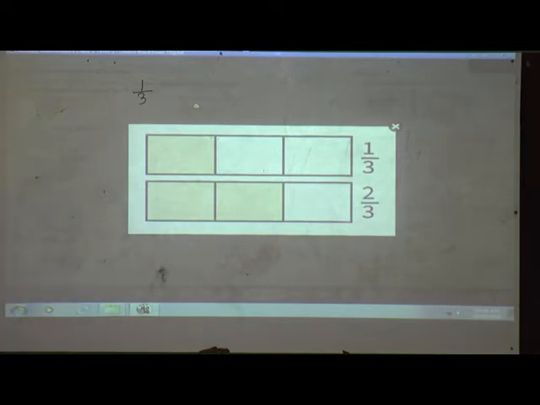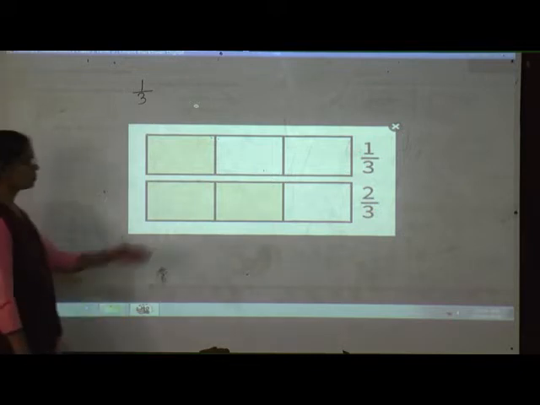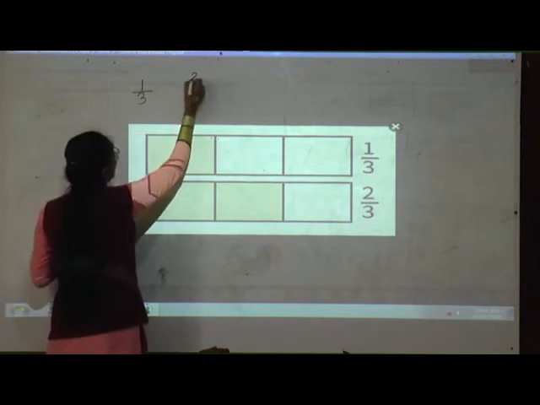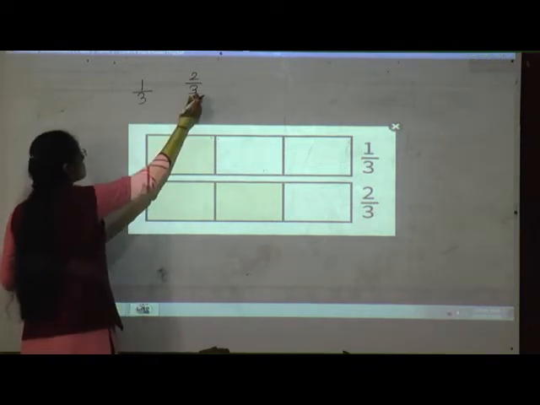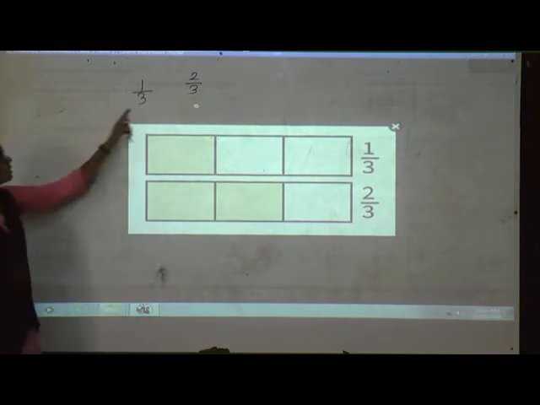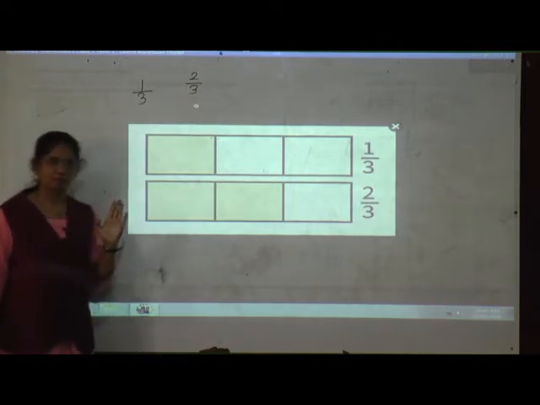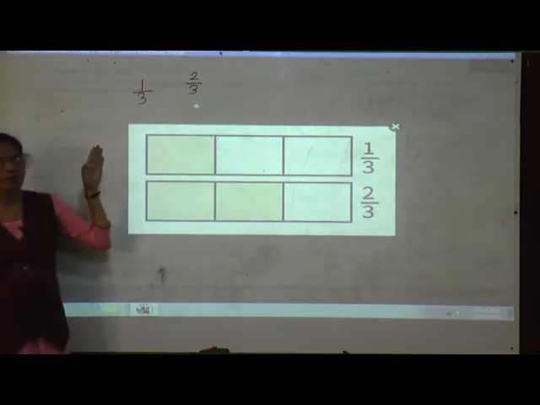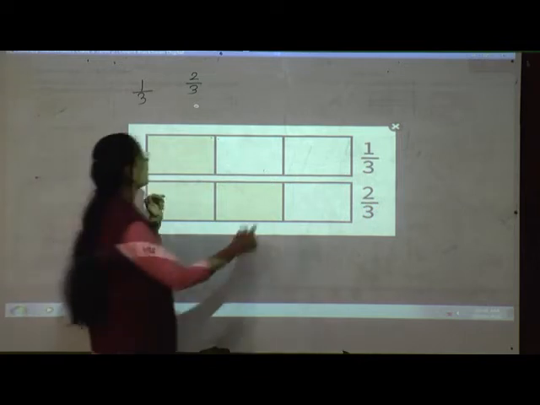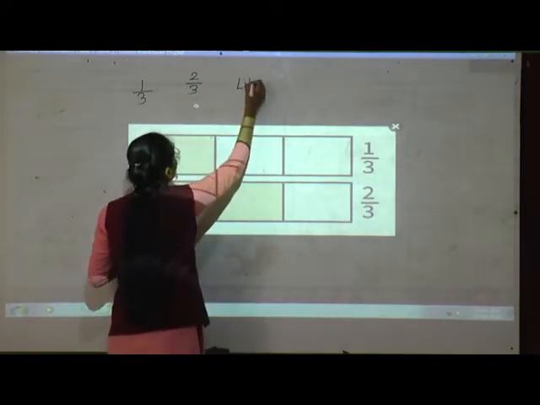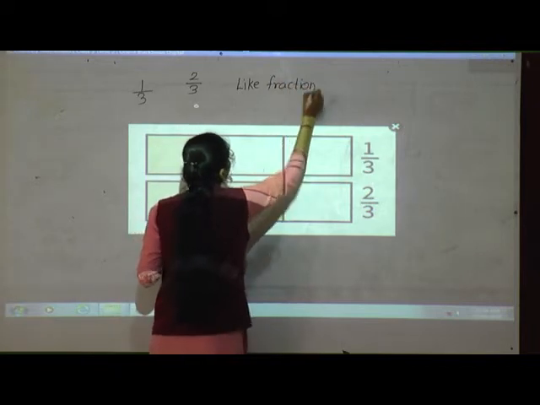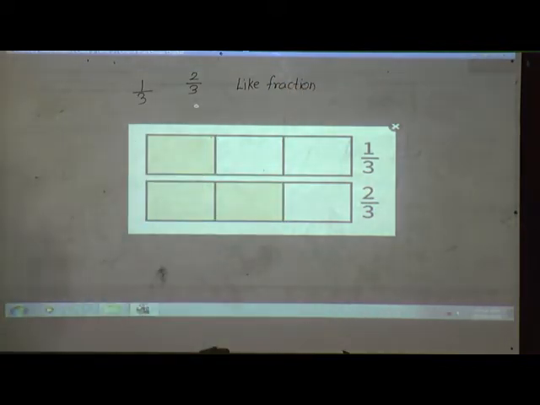Now see the second figure. In the second figure also, that whole is divided into 3 equal parts and out of 3, 2 are shaded. So the fraction of the second figure is 2 by 3. Now see students, in these two fractions the denominator is same. So what can we call this? It is a like fraction.